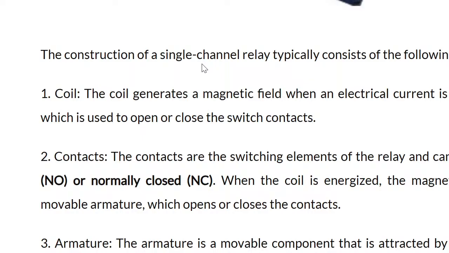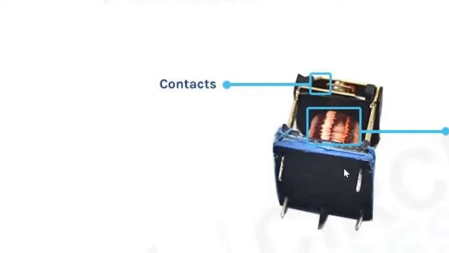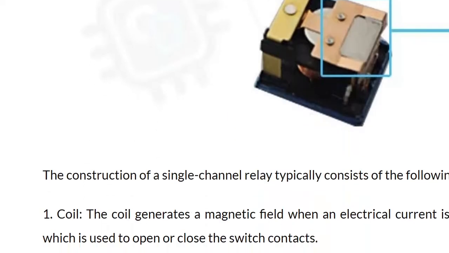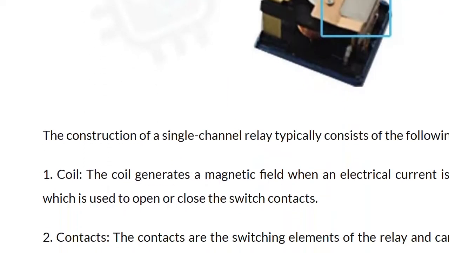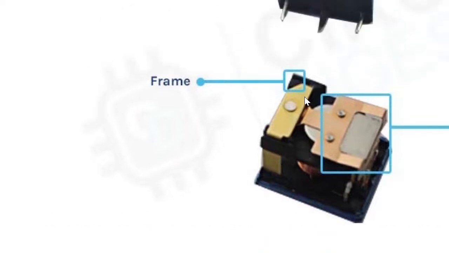It is very essential to know how these relays are constructed. If you remove the outer plastic covering of a relay module and check inside, you will have a coil. From that coil we have two pins, the two terminals of the coil. This coil generates a magnetic field when electric current is passed through it, which is used to open or close the switch contacts. On the upper surface you will have the switch contacts, which are at higher voltages.